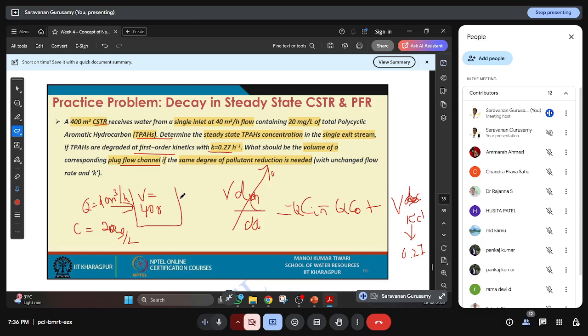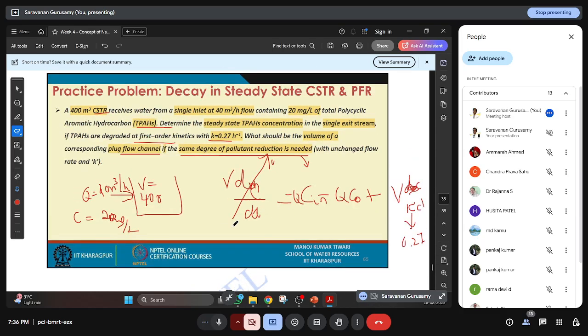So I can compare the volume of a plug flow reactor and a completely stirred reactor, and if the land area is small, I can decide which treatment process I can use, right? So based on this, you can find. Now, the same degree of pollutant reduction is needed, so I have to know how much is initially treated. Then I will apply the same for the plug flow.